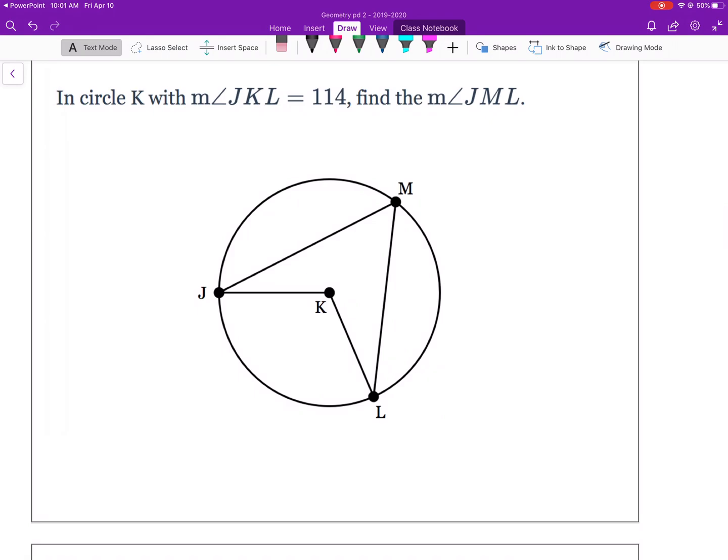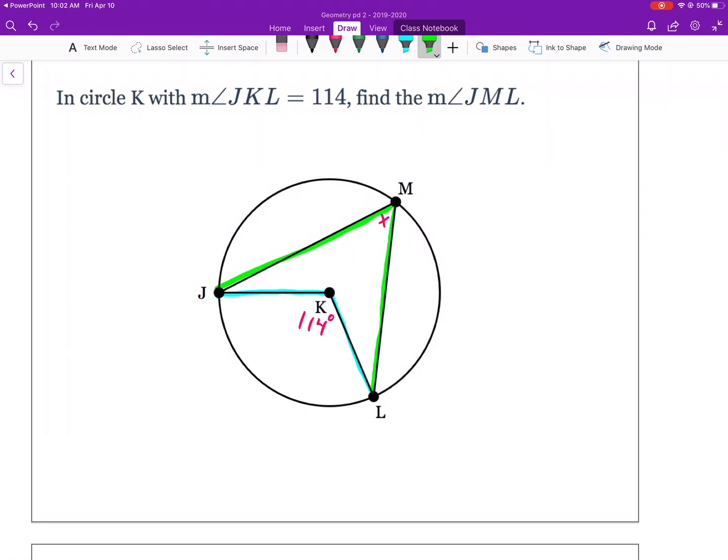In circle K, with the measure of angle JKL, so JKL, 114, find the measure of angle JML, which is here. Now what I want you to see about the two angles they're talking about is that they intercept the exact same arc. So JKL opens up, and the intercepted arc would be JL. Same exact thing for JML. As that opens up and hits an arc here, they intercept the exact same arc.